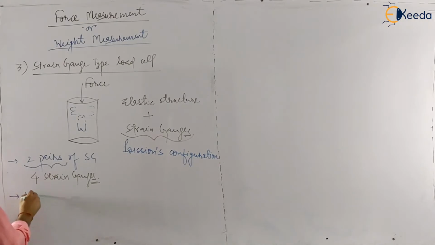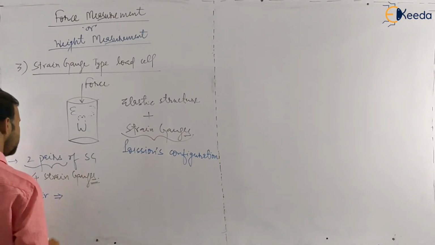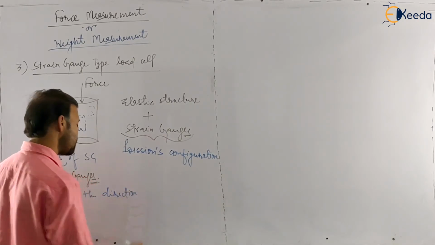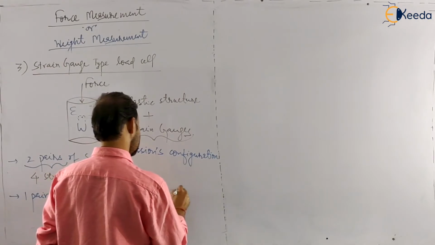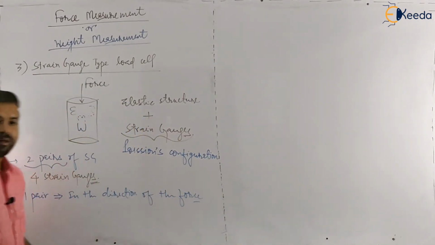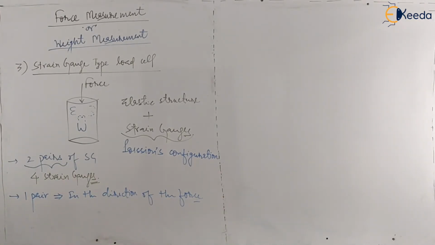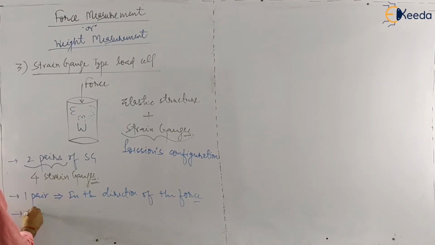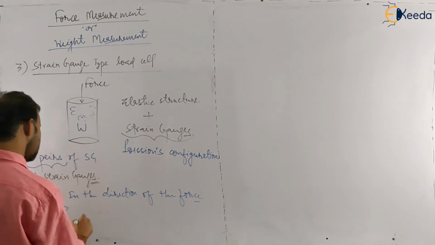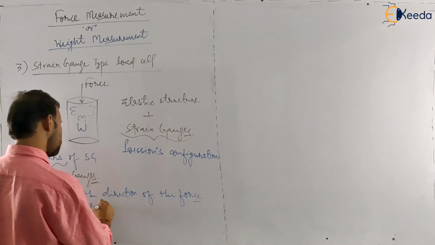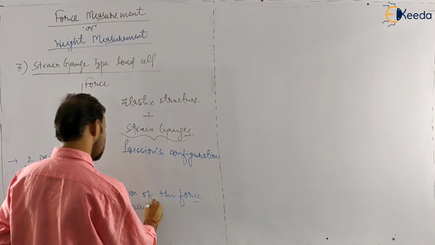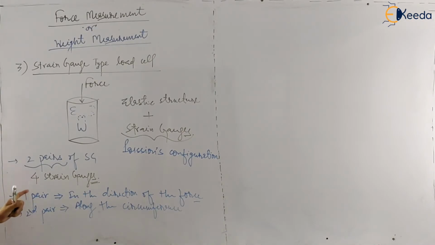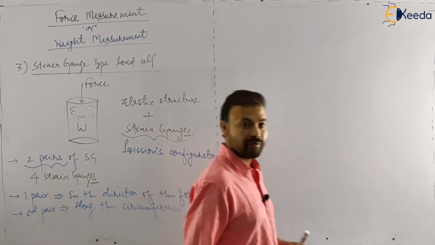One pair will be connected along the direction of the force, and the other, second pair, will be connected along the circumference of the elastic structure. Along the circumference.